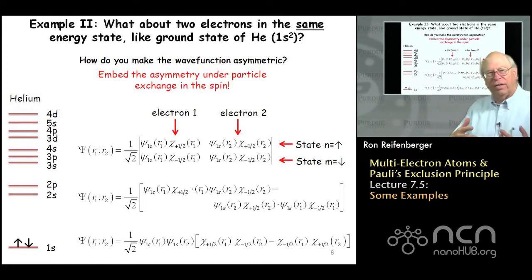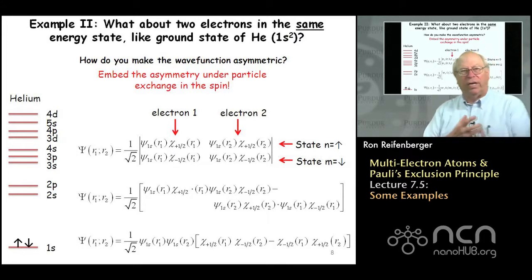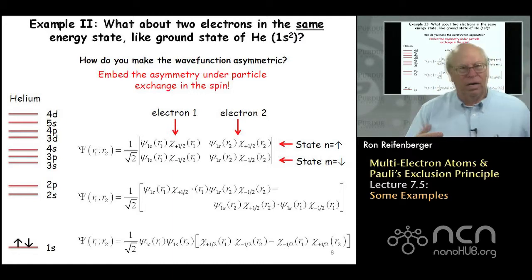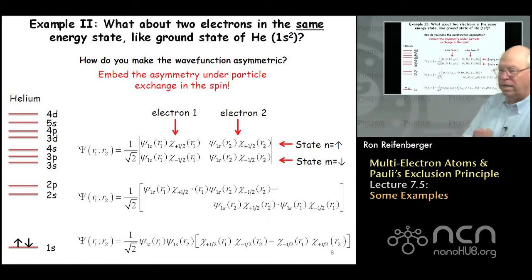Right, the electron wave function has to be asymmetric under particle exchange. But there's a problem because the quantum numbers for the two electrons are identical except for the spin. So what you do is you embed the asymmetry under particle exchange into the spin of the electron, and it basically means you have to write a Slater determinant where the spatial part of the wave functions are identical. They have the same quantum numbers, right? But the spin part of the wave functions, which are multiplicative, have opposite spins.